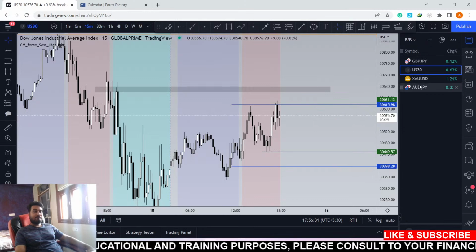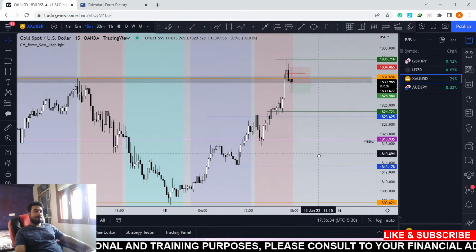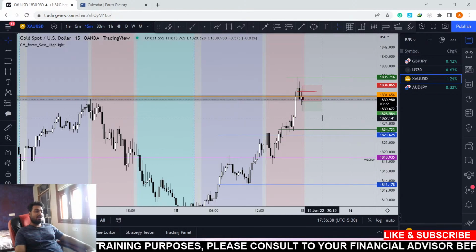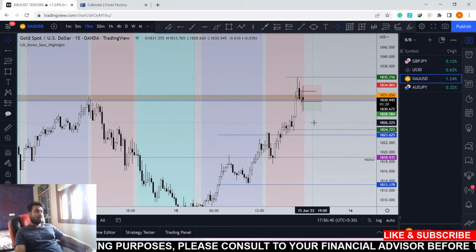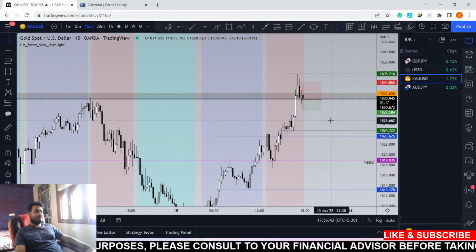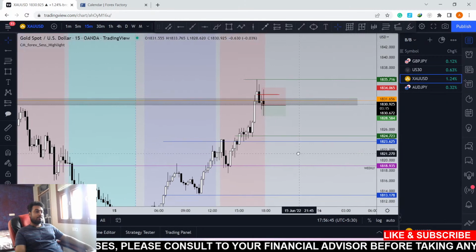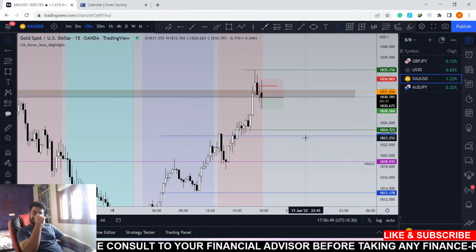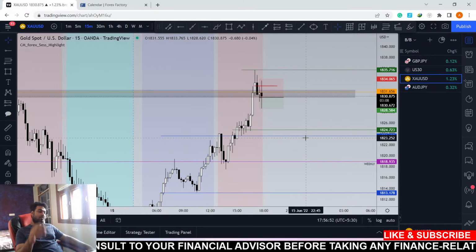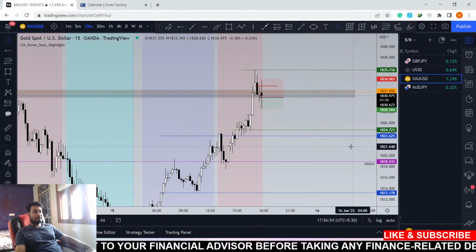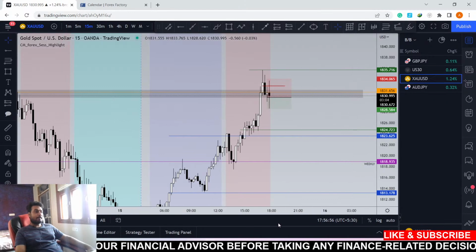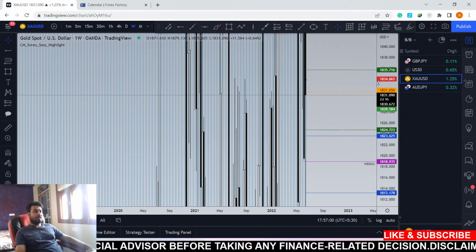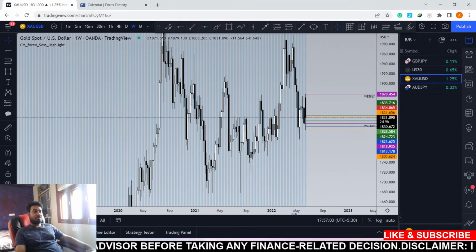If this comes down with some return, then that would be a nice candle. Gold is at a place where it can give you a range market condition also.